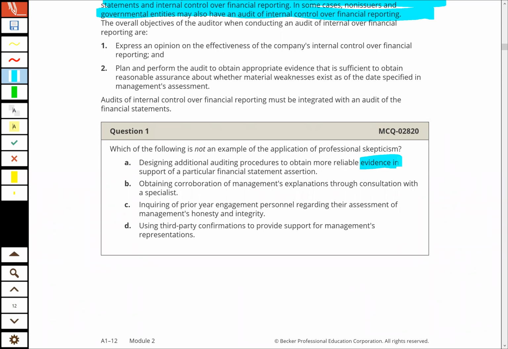When we're applying professional skepticism, we are further along than just having accepted that client. So the answer here, and most of us got it right, is C, that this is not part of our professional skepticism, even though we would do this. And then using third-party confirmation, yeah, that is providing support for management's representations, again, adding veracity to management's representation to us by getting an independent third-party confirmation.